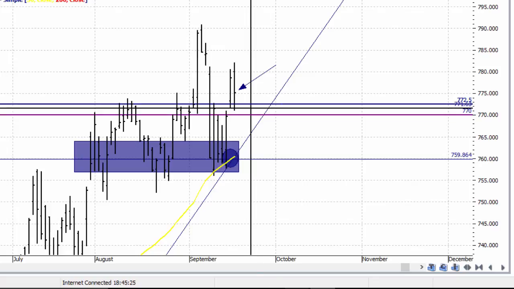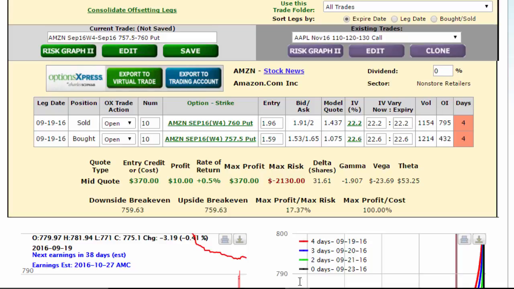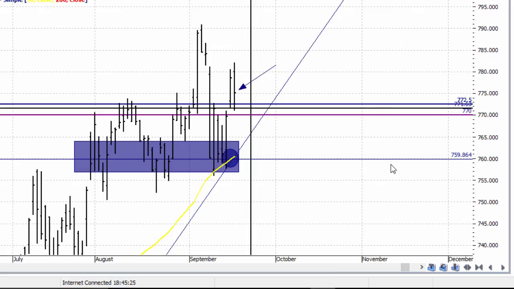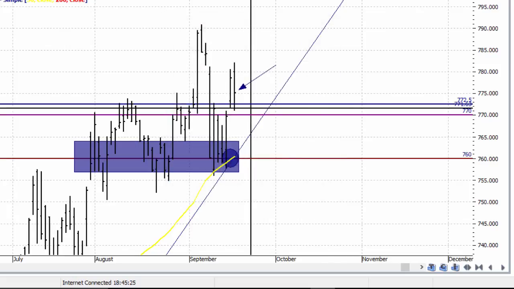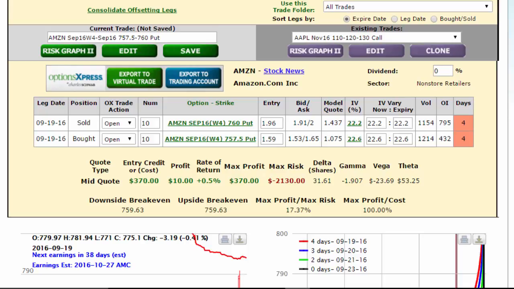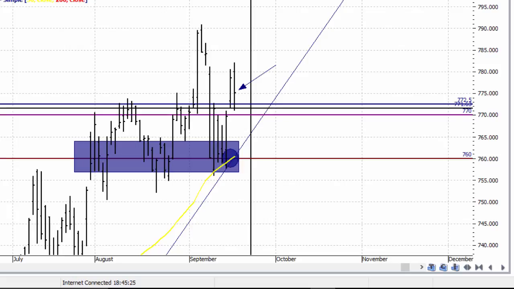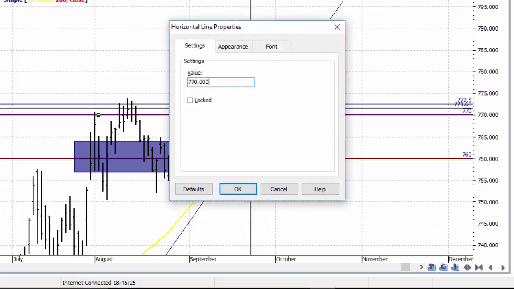So I'll just draw those numbers on the chart. 760 put, let's put that. I'll get rid of this line because we don't need it. The 760 put is the one that we've sold in this scenario, and then I'll talk to you about the one that I actually went with. The one that I've purchased as protection is the 757.5. 757.5 is the protective put.